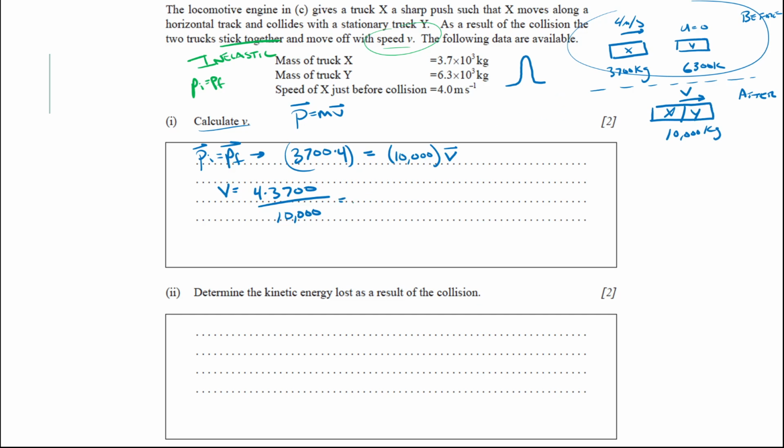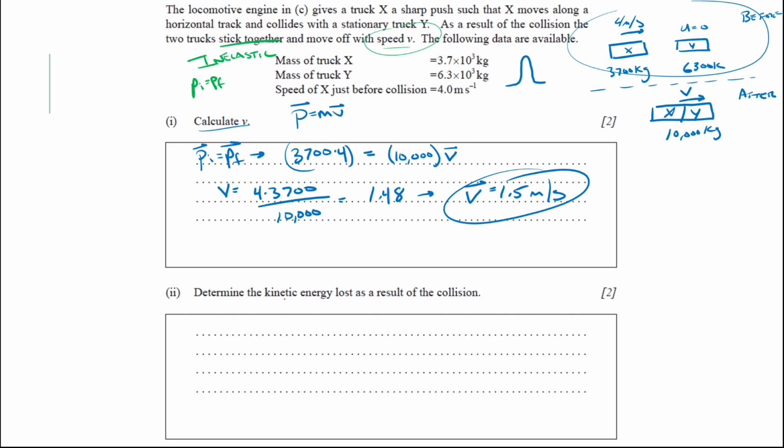And also just think about this, it makes sense to me that I'm going to end up a little less than half of my initial speed of 4, because I more than doubled the mass that's moving. That went from 3,700 kilograms moving to 10,000. So it's almost triple, right? I should be down by more than double, less than 3 times. And yes, if I calculate this out, I get 1.48. I'm going to round that to 2 sig figs and say I get 1.5 meters per second is my speed.